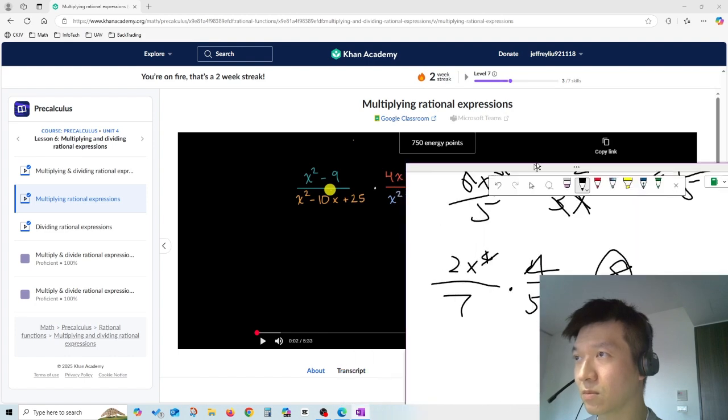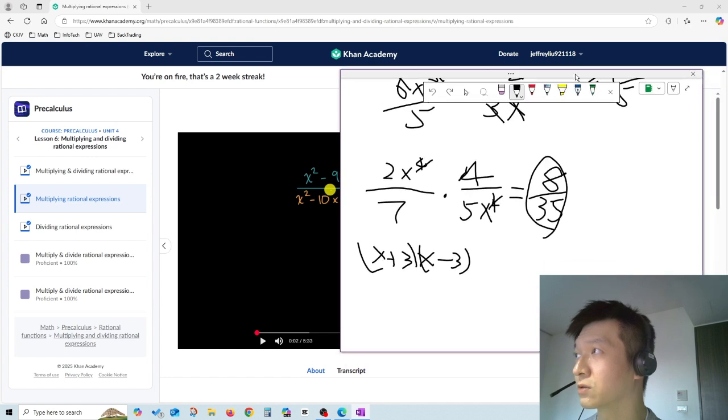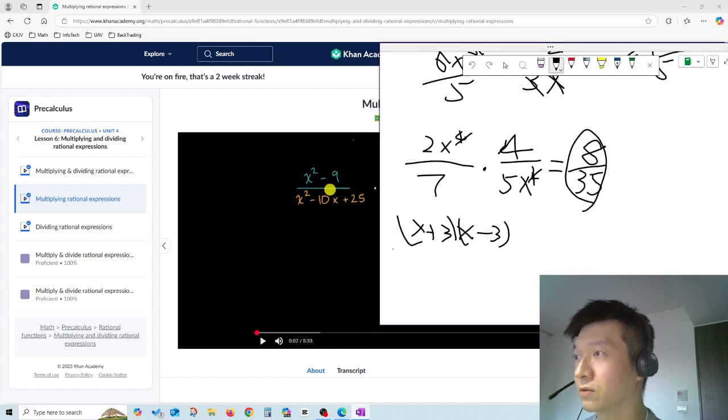Okay, so now you have this. You're going to factor it if you can, right? So this will become x plus 3, x minus 3. Oh, sorry. Is there a ruler? Okay, no, that's okay. And this will be x minus 5 square, right? And not equal.